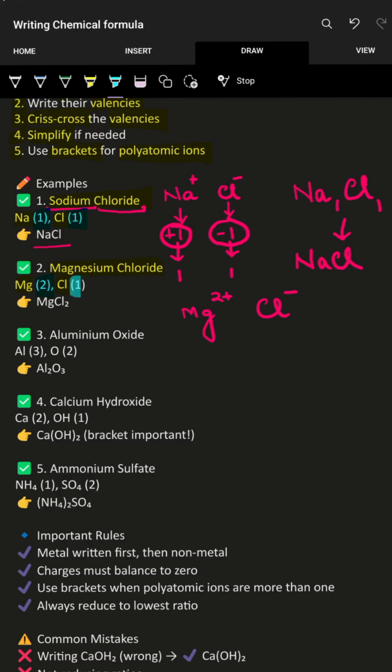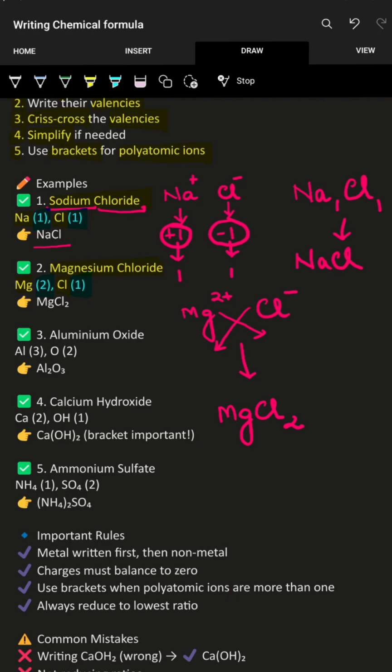Chloride has 1. So the formula will be obtained by crisscrossing the valencies along with the values only, not the sign. So Mg had valency 2 and Cl had valency 1. So Mg has 1. Nothing written means 1. Now Cl will get the value 2. Don't give bracket for Cl because this is not polyatomic ion. It is monoatomic ion, Cl minus.